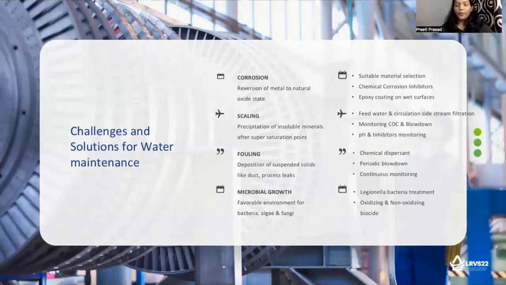And fouling issues can be detected and avoided if we give chemical dispersants and do periodic blowdown monitoring. For microbial growth, Legionella bacteria treatment is very important for avoiding this growth, because Legionella bacteria can also harm the humans who are working with this type of water or chemicals. So this treatment is very helpful. These are a few challenges and solutions for them.